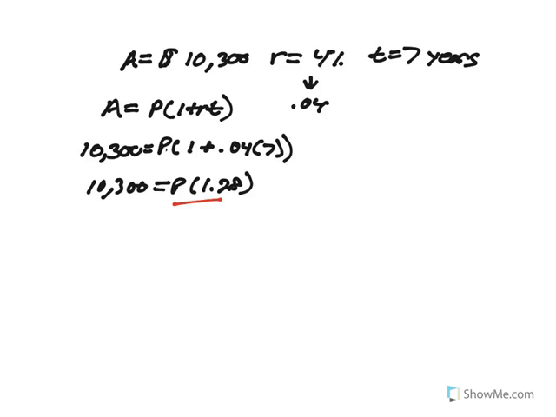Okay, so we are going to divide by 1.28. 1.28. These cancel. Then you're left with P equals. Now, when you divide 10,300 by 1.28, I got 8,046.88. That's the principal.